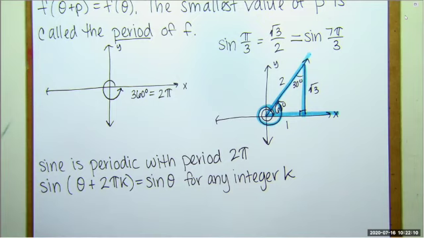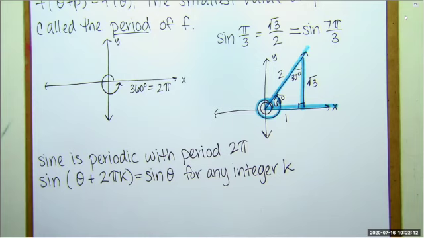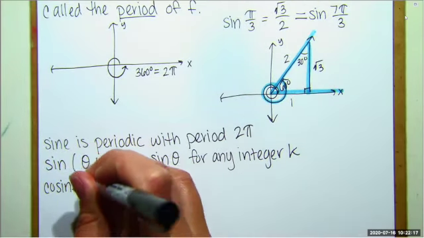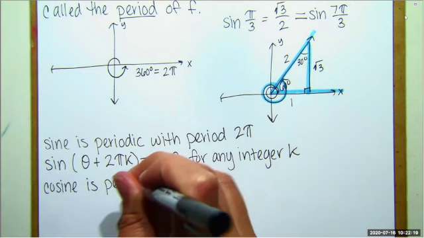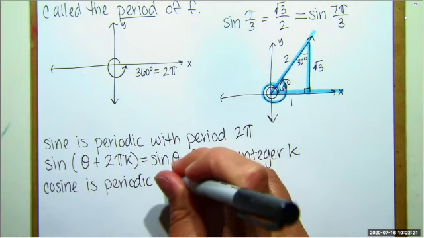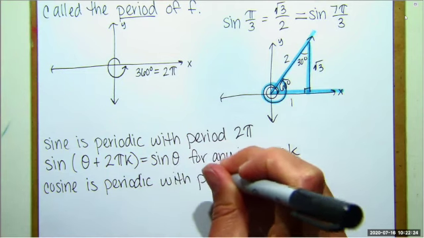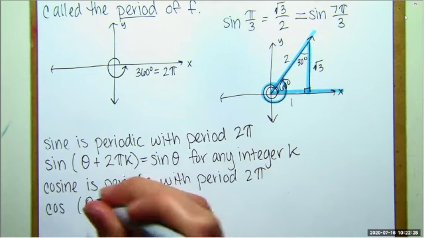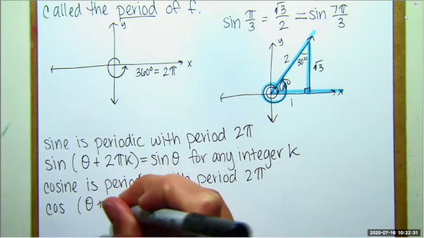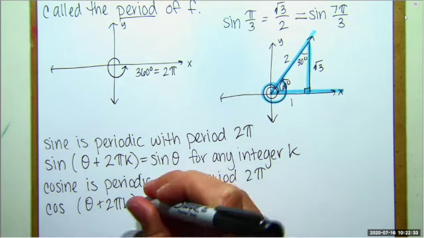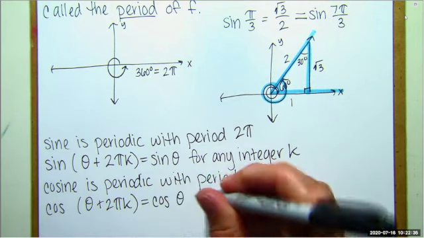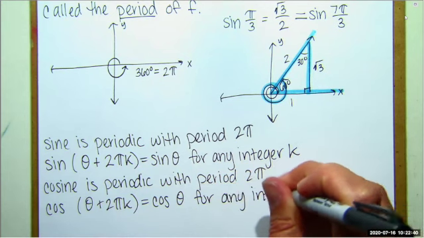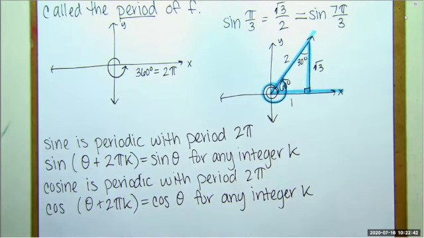Okay, cosine, for the same reasons, has a period of 2 pi as well. So cosine is periodic with period 2 pi, which means that cosine of theta plus 2 pi k, so however many full revolutions we add on there, is equal to cosine of theta for any integer k. And remember, integer just means whole numbers. So it can be a positive whole number or a negative whole number.